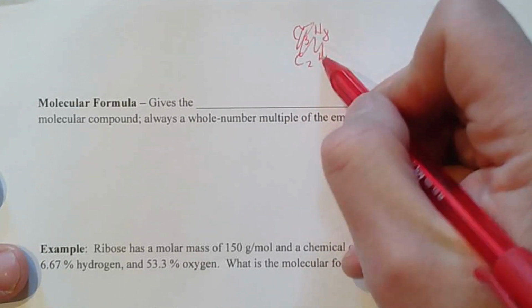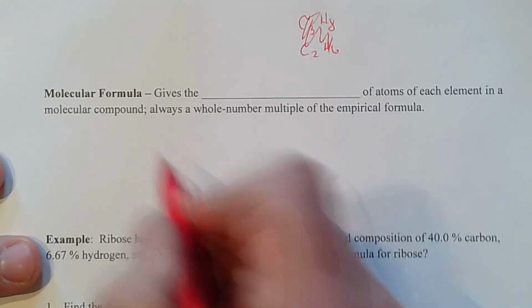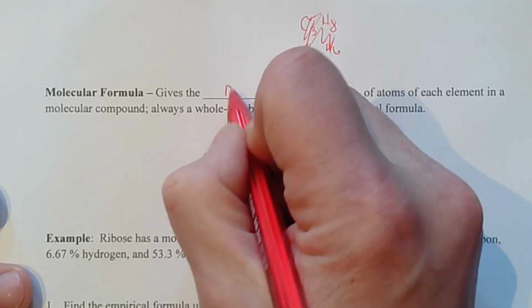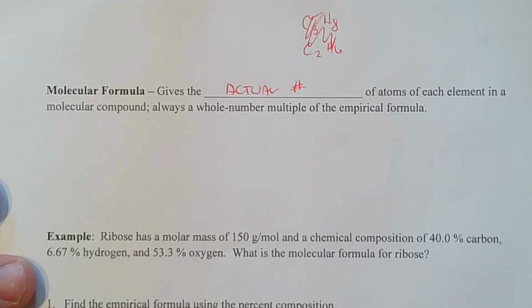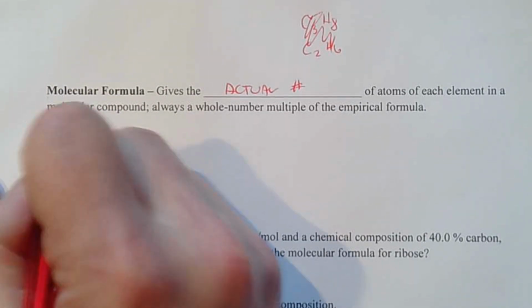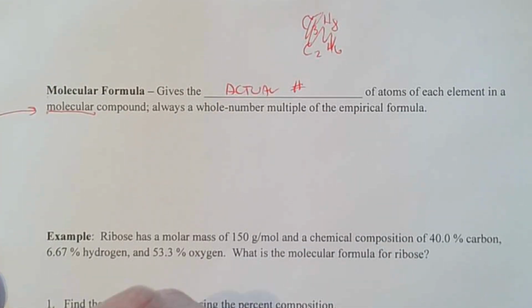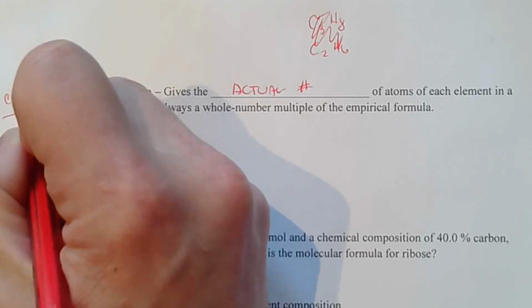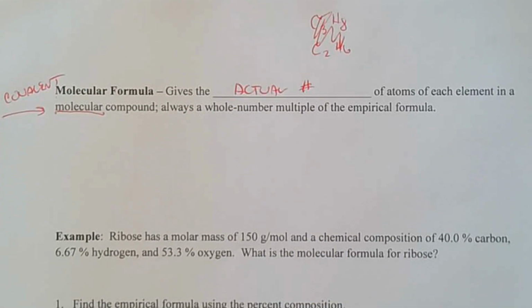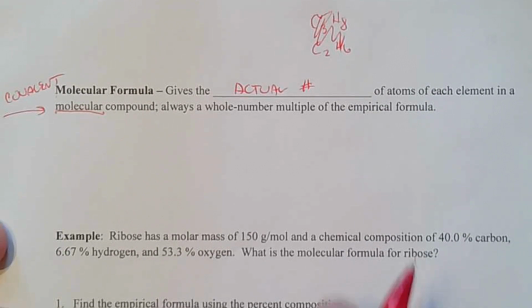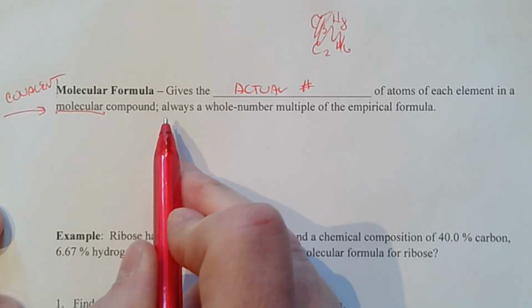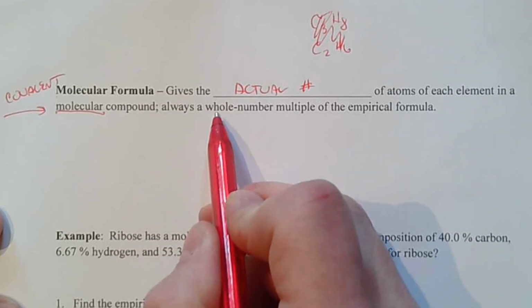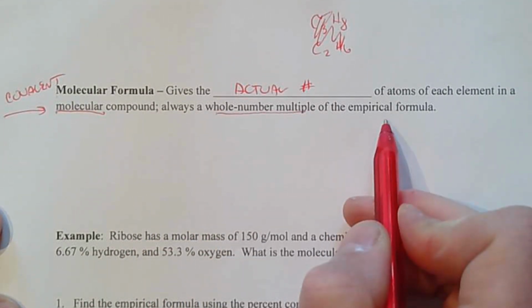Actually, no, that's not a good example. Just ignore that. We'll come back to that. But molecular formula gives you the actual number of atoms of each element in a molecular compound. Molecular, typically 90% of the time, is talking about covalent. Only in a few cases will an ionic compound have a molecular formula. But the relationship between a molecular formula and the empirical is that the molecular formula is always some whole number multiple of its empirical formula.